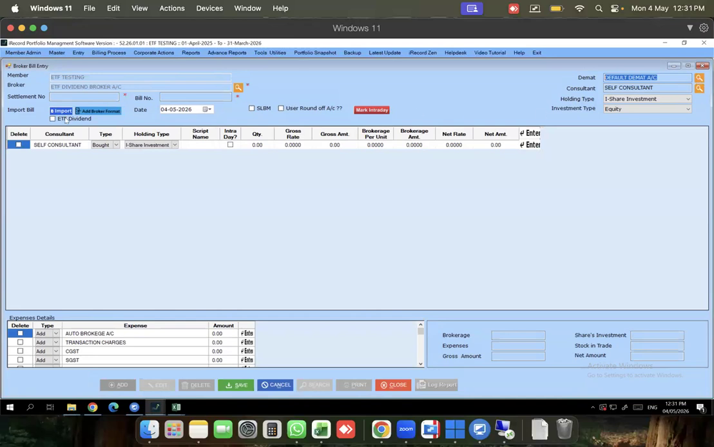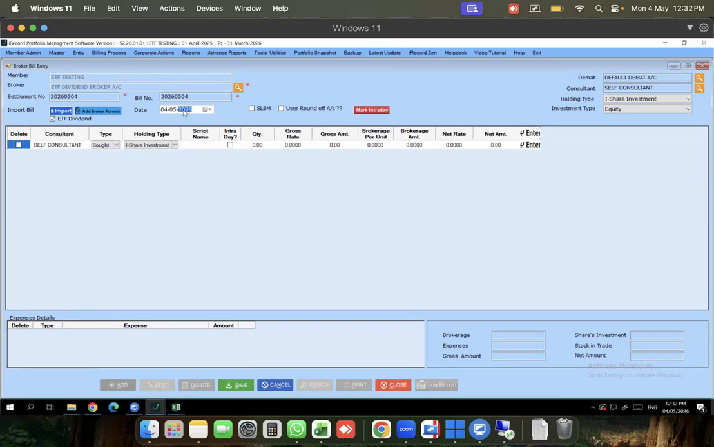Below the input button, we have the ETF dividend tick mark box. Please click on that. The system will automatically populate the settlement number and bill number for you, because for the additional units that we received, we have to pass a dummy contract note manually for the additional units that we have.